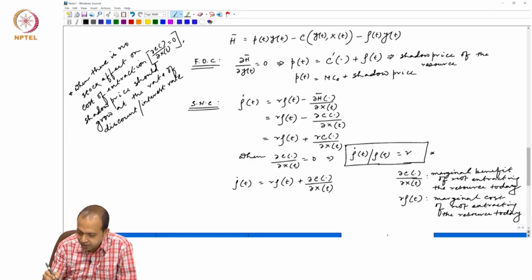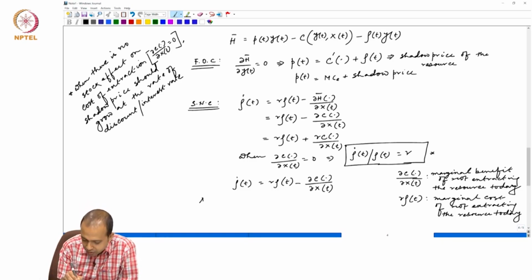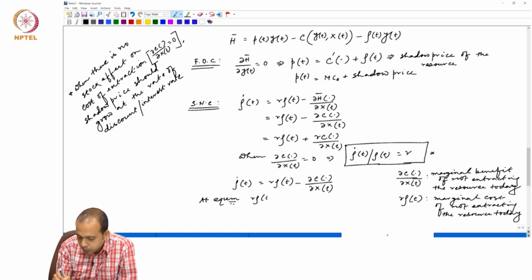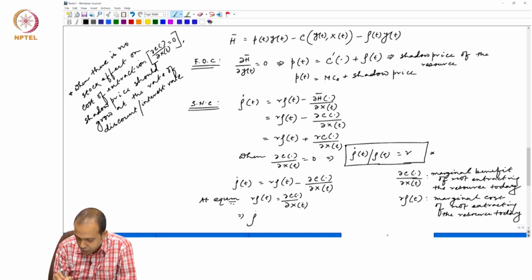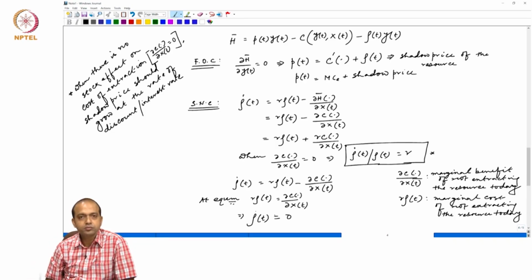So, here we can write this condition as the negative of the original. At equilibrium, r into rho t should be del c dot del x t, which implies rho dot t should be 0.